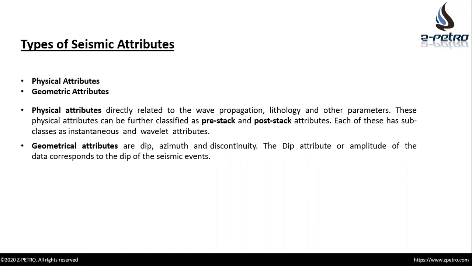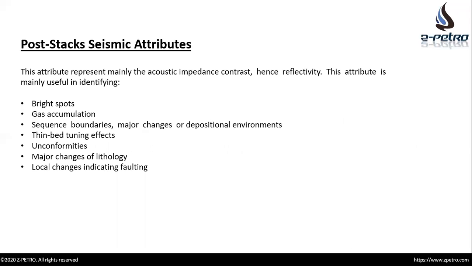Now, the second type, geometrical attributes, are dip, azimuth, and discontinuities, which show the variation of the subsurface. They also show the top view of your subsurface reservoirs and discontinuous features, just like fractures, which cannot be visualized with the naked eye. So these are the two types of attributes.